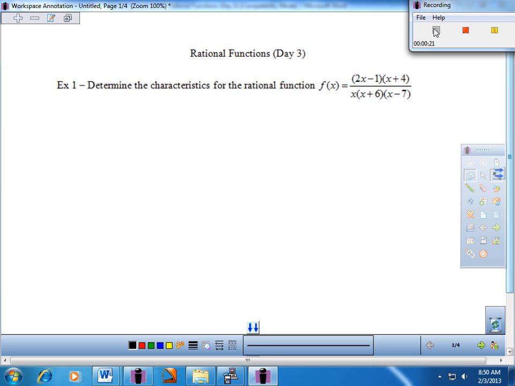I just have 4 examples really to look at here today. The good news is really nothing to develop conceptually. So let's see what we can accomplish.